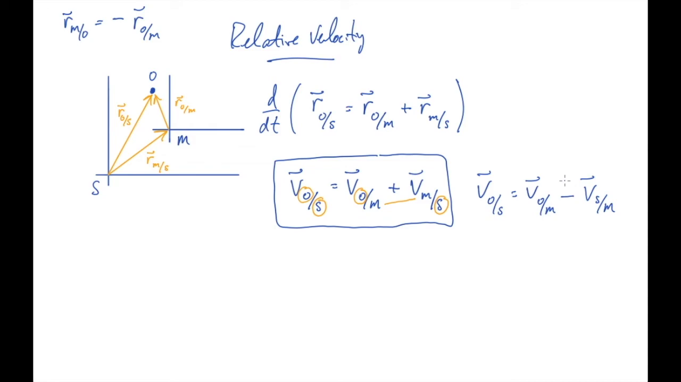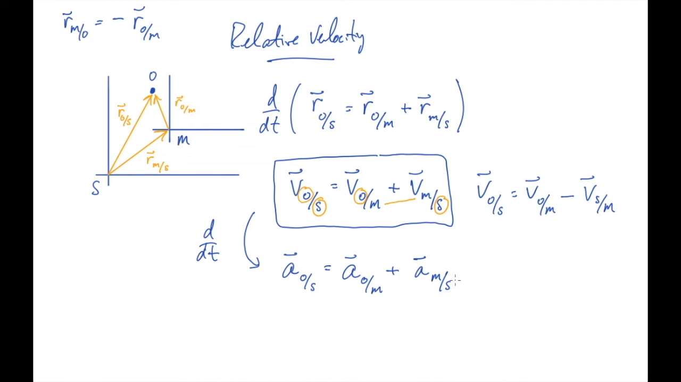I want to make one additional point. We went from the position to the relative velocity equation just by taking a time derivative. There's nothing stopping us from taking another time derivative and relating not only velocities, but accelerations also. Suppose I took another derivative. I took d by dt of this equation. Then I would get the acceleration of object O relative to the stationary frame is the acceleration of object O relative to the moving frame plus the acceleration of the moving frame relative to the stationary frame.